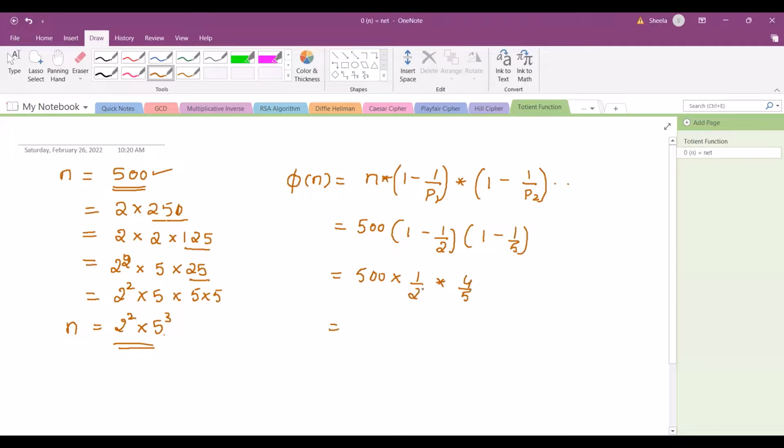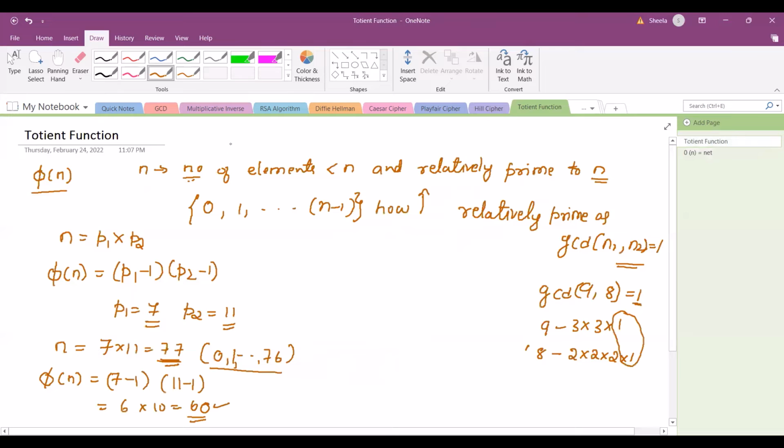500 can be divided by 2, so I get 250, and 250 can be divided by 5, so I get 50. Now 50 into 1 into 4 is nothing but 200. So phi of n will be equal to 200. This is how we can find the totient function when n is not a product of two prime numbers.